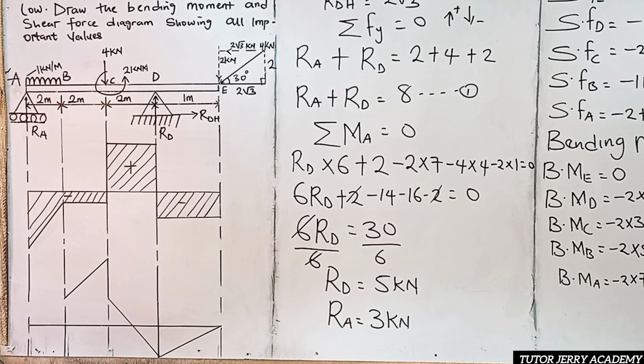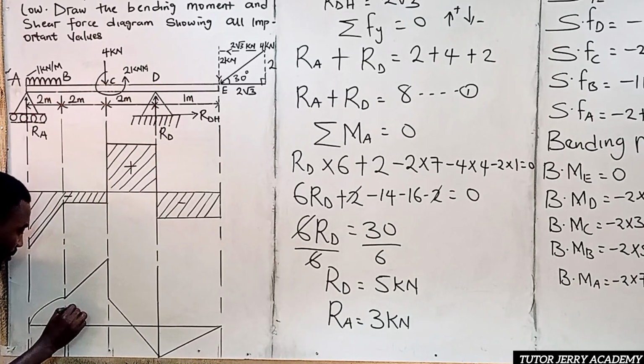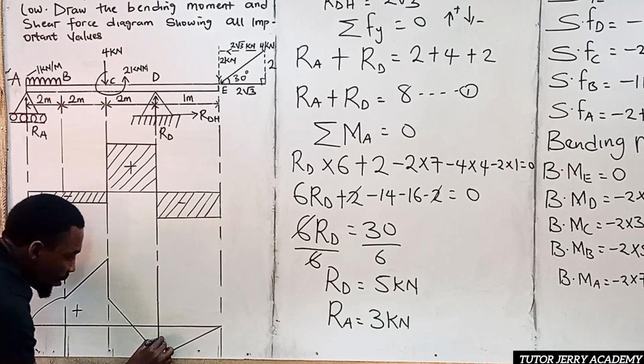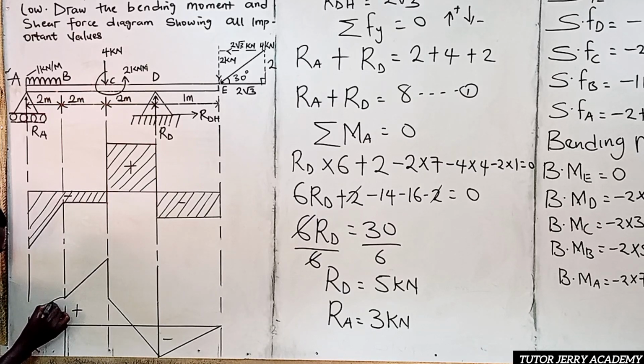So now the next one is bending moment at point A, which is what? 0. So we'll be using a parabolic curve for this. I'm going to be using a curve. All right, so that's it. So this point is positive. This point is negative. So we can therefore shade now.